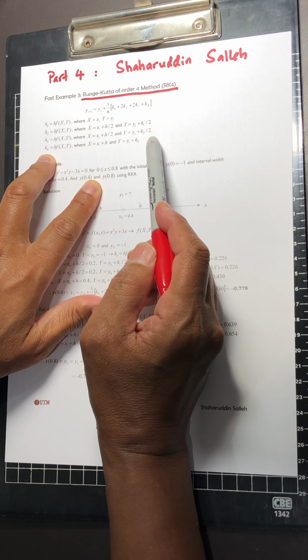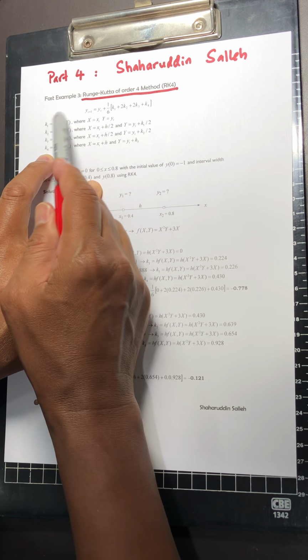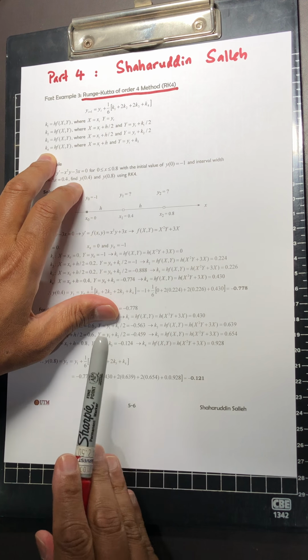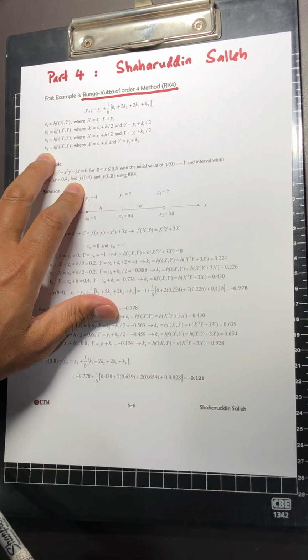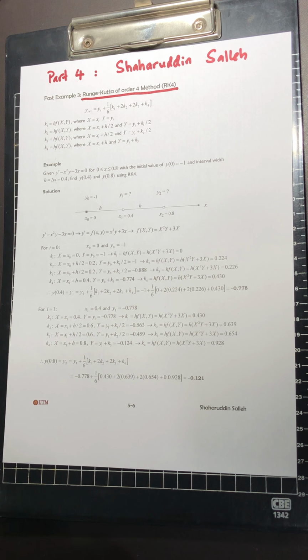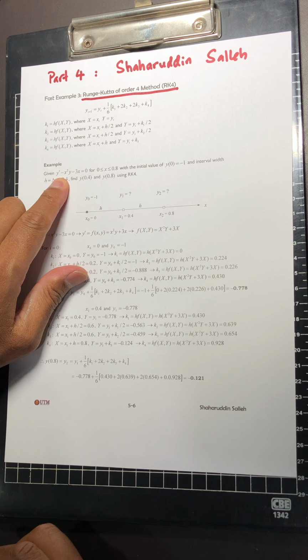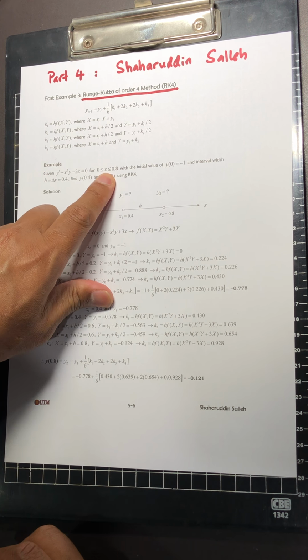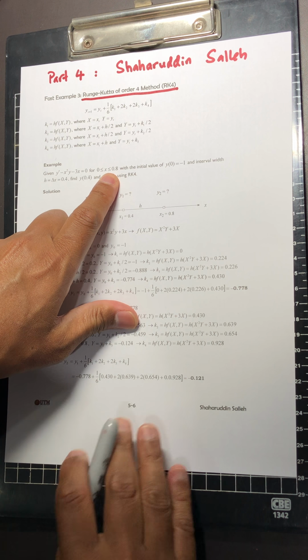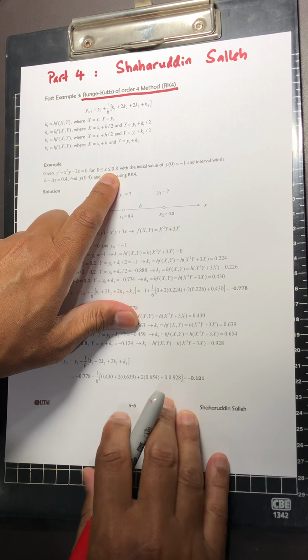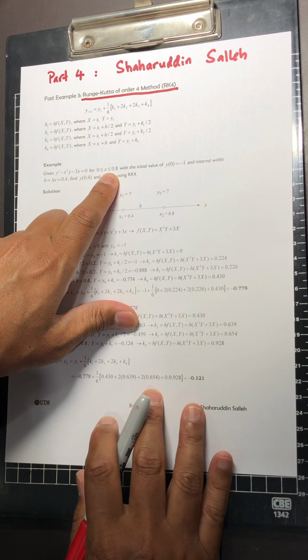You don't have to worry because in the exam, all these values of k will be given, and also the formula will be given. We discussed the same example as what we had earlier in Taylor as well as Runge-Kutta of order 2. We have this problem, and x is between 0 to 0.8. We don't have r this time. r refers to the previous method.